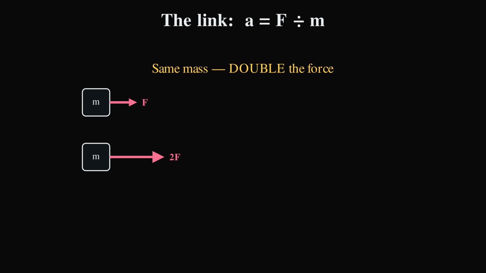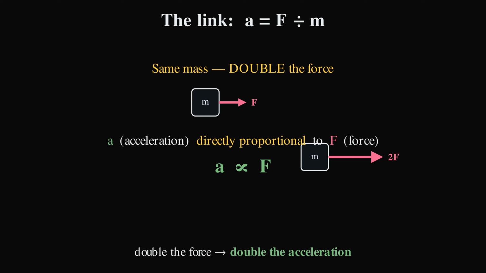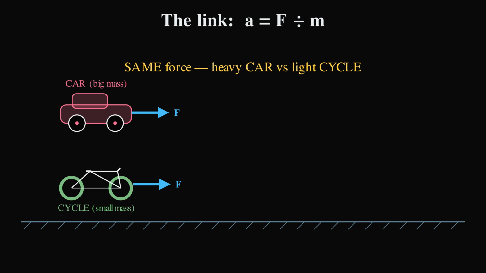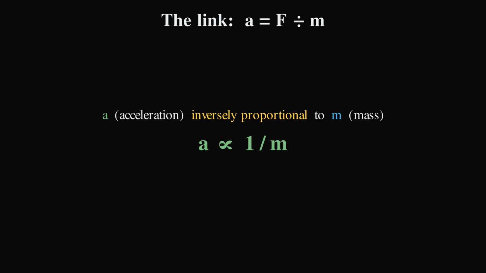Same mass, double the force. Double the force means double the acceleration. So a is directly proportional to F. Same force, heavy car versus light cycle. Same force, small mass, big acceleration. So a is inversely proportional to m.